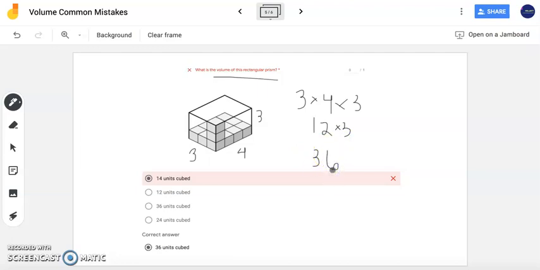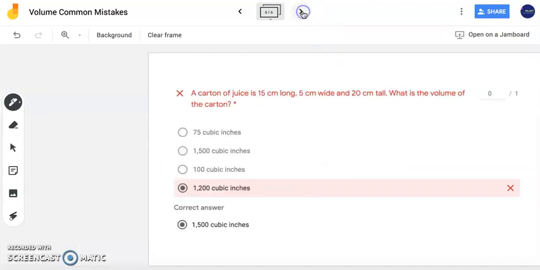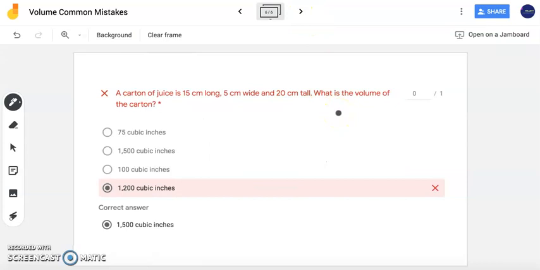Okay, notice here we have options. Be careful what options you're selecting and making sure that you actually multiply the length times your width times your height in these problems. Now here we have a word problem given to us.